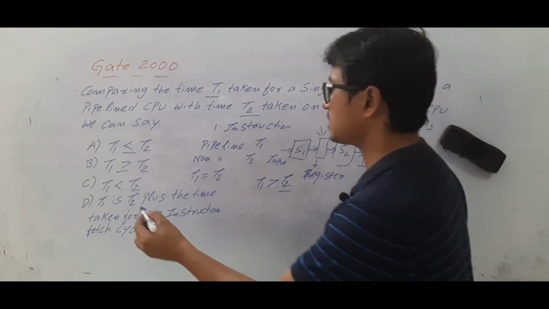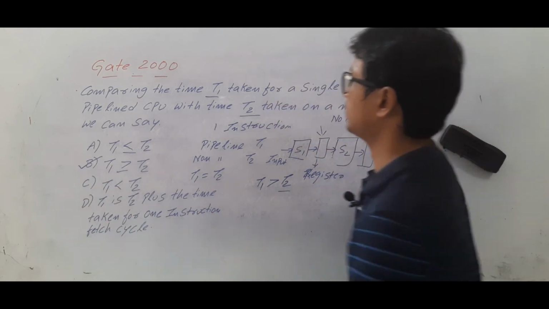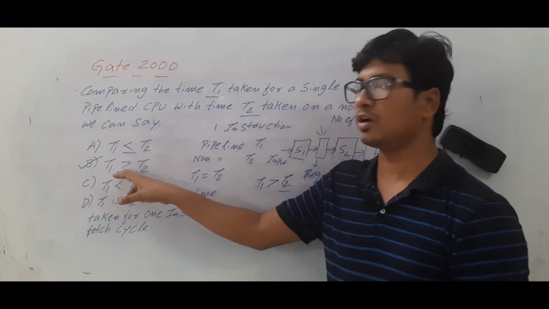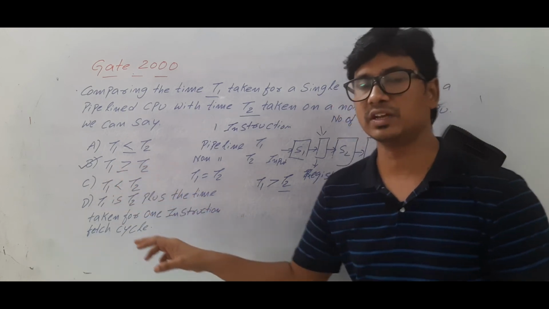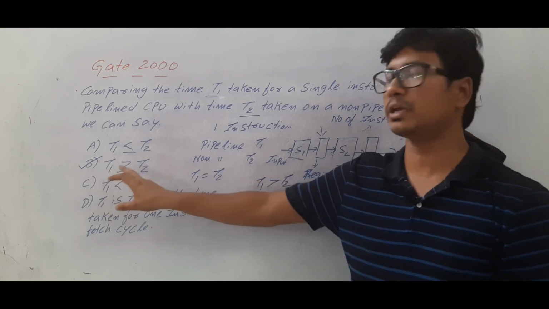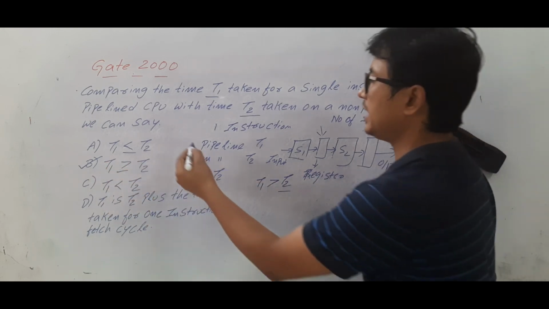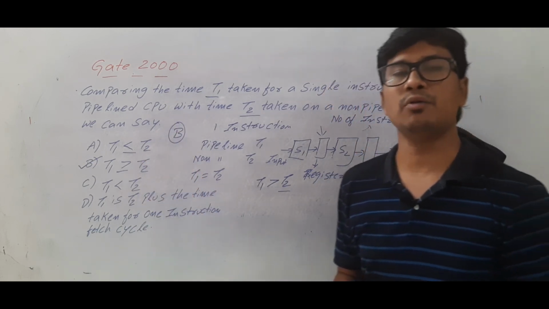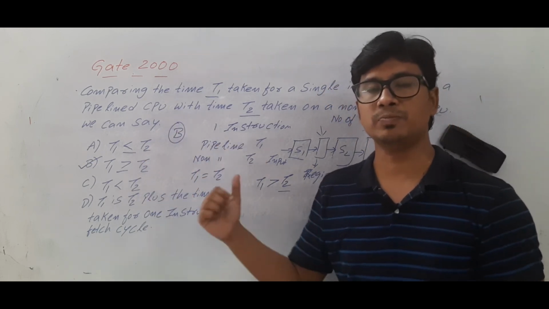So the right answer is B, because if you are executing a single instruction, you might think T1 is equal to T2, but because of the registers in the pipeline, T1 will take more time compared to the non-pipeline. So the right answer for this question is option B. I hope you have understood how I got option B.